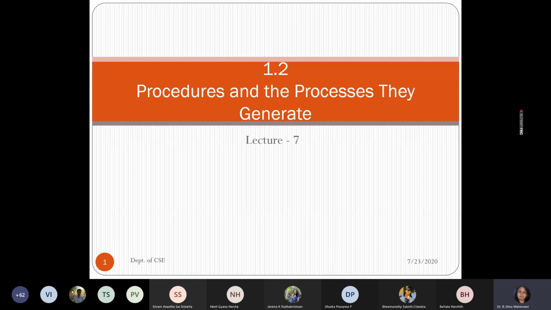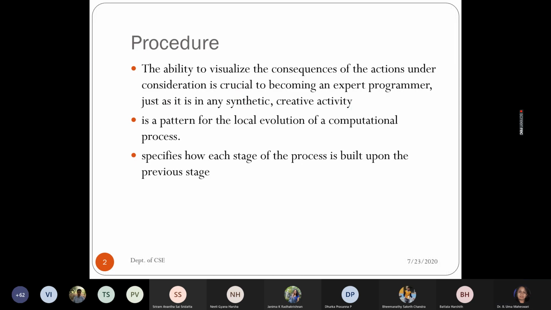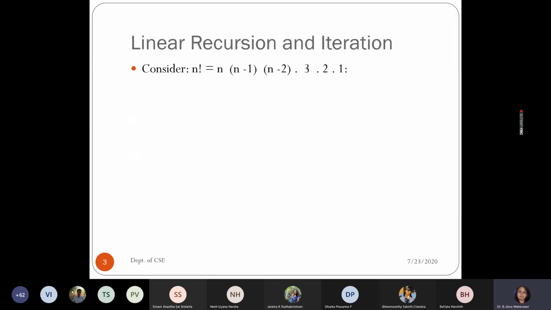So after this particular session, you will be able to write a program keeping in mind that I want this process to take place inside my computer, for which I'm going to write a recursive program. So what is the meaning of shape of the process? Let us look at it. Let us take n factorial. You have to write a program for calculating n factorial. N factorial is nothing but n into n minus 1 factorial, right?